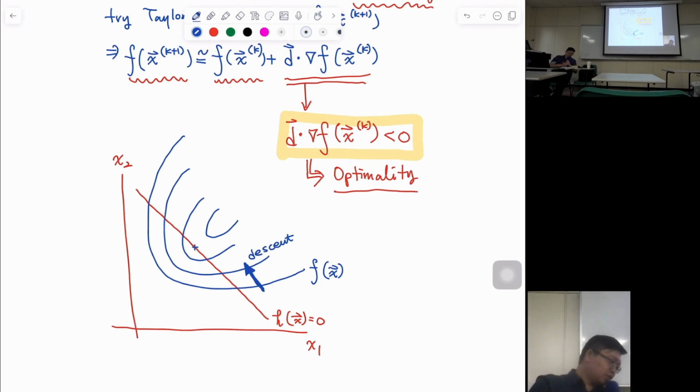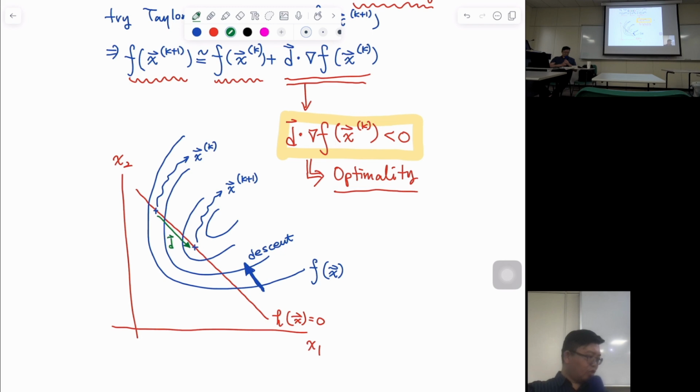Okay, so you may start with somewhere here. This could be your x of k, and this could be your x of k plus 1. So in this case, where is your d? D is like, let me change the color. D is like this. This is your d. Okay?